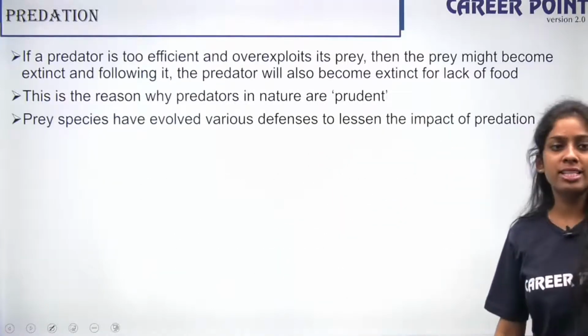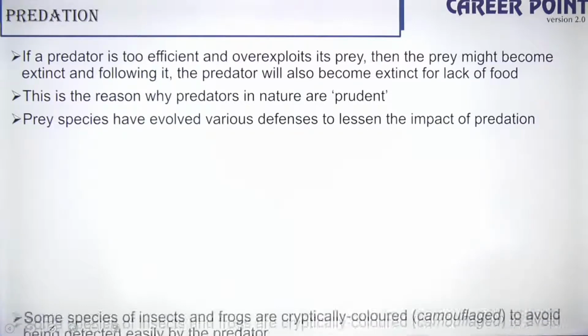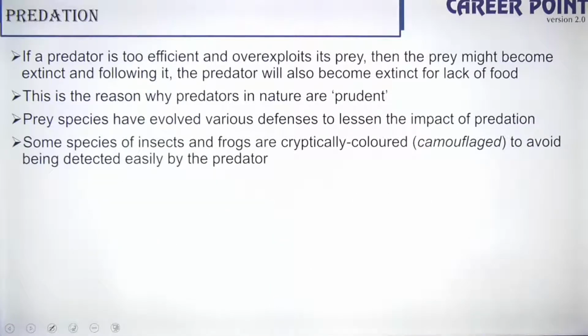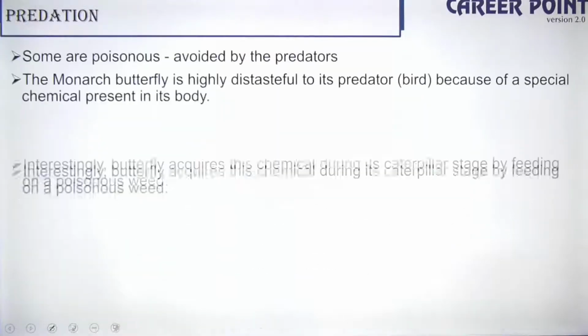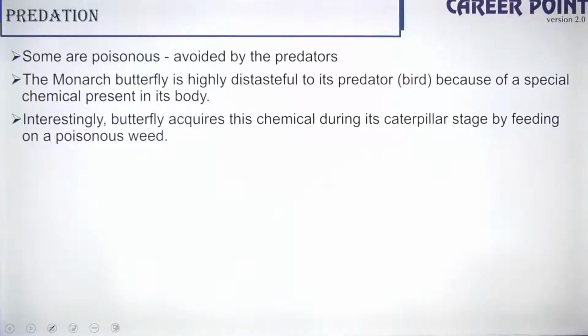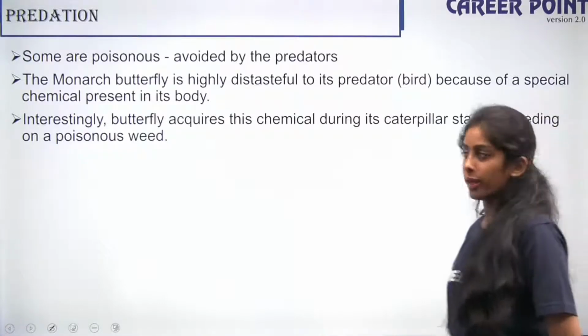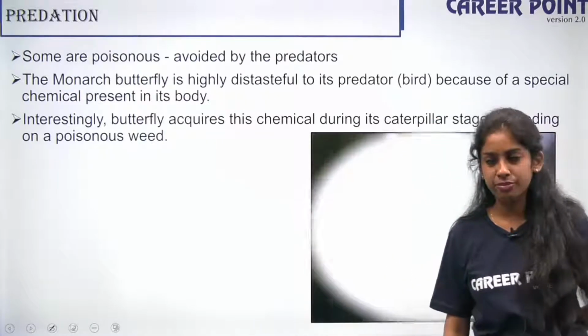Prey species have evolved various defense mechanisms to lessen the impact of predation. Some insects are camouflaged so that they are not easily detected by the predator. Can you see the camouflaged caterpillar here? You have some more examples like the monarch butterfly, because it is very distasteful. Birds do not go to the monarch butterfly because it has a chemical present in its body.